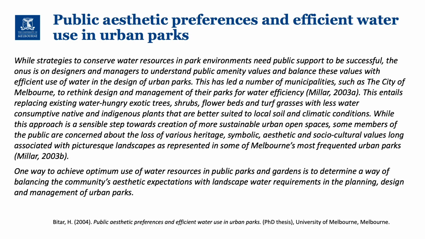This example comes from a much bigger piece of writing on the topic, Public Aesthetic Preferences and Efficient Water Use in Urban Parks. How is the writing connected to the topic? How are sentences in a paragraph linked together? Pause the video to think about these.